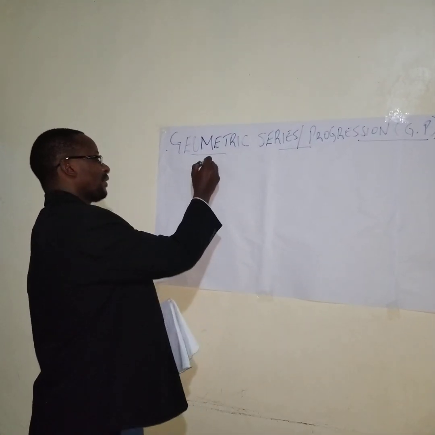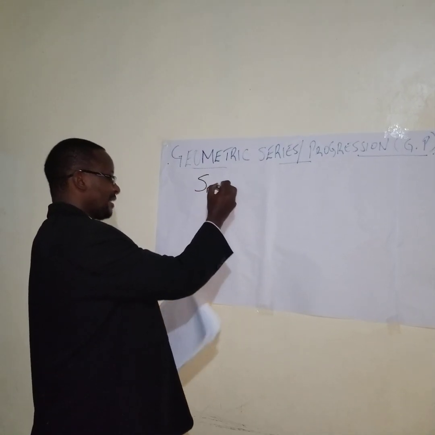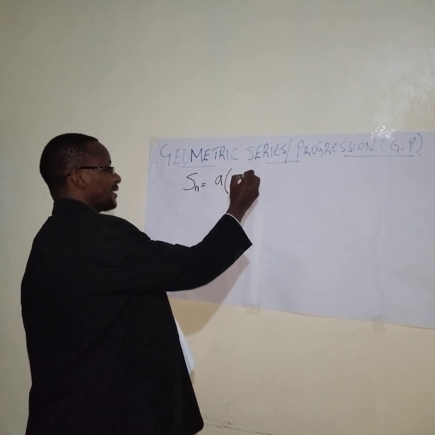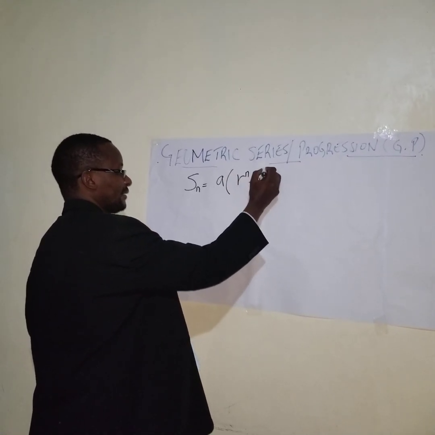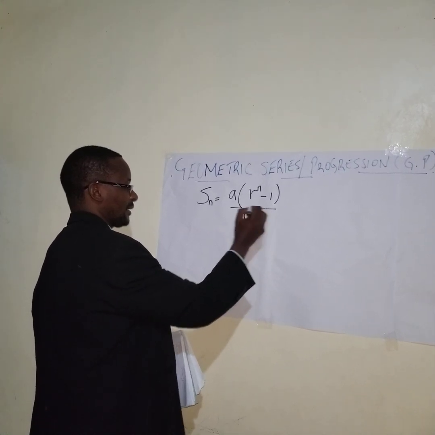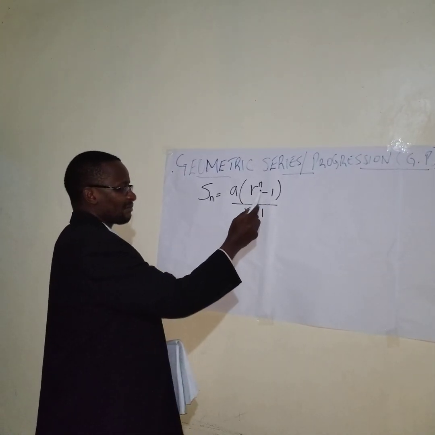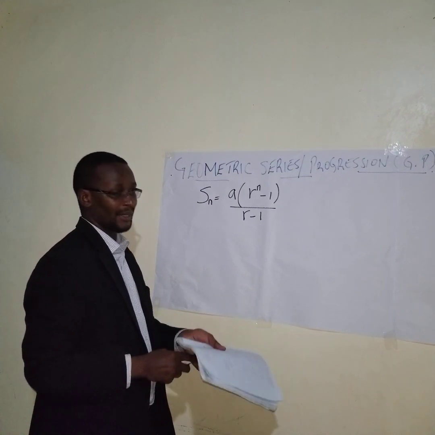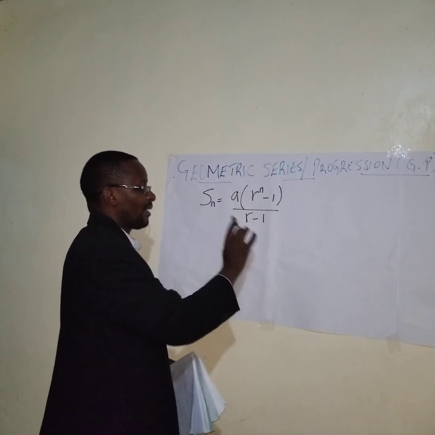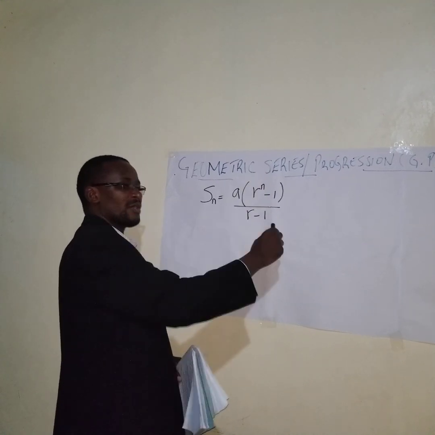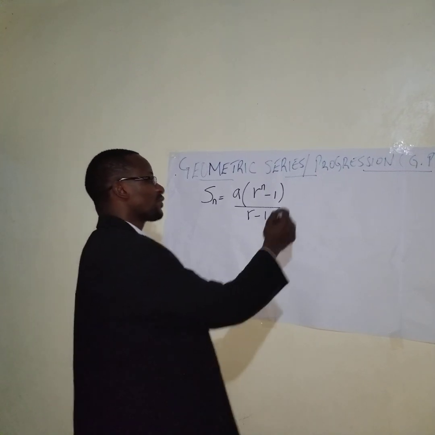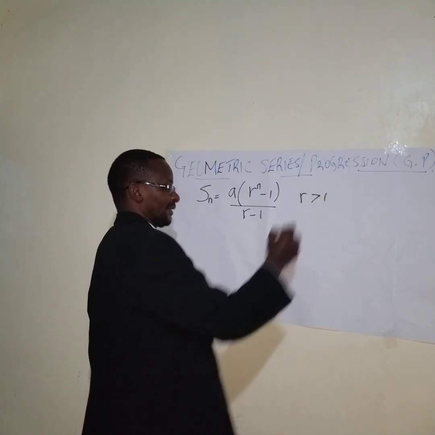So the sum of n terms is given by a, r raised to power n, then you subtract 1, then r minus 1. Remember, this minus 1 is not in the power. So r is just power n. Minus 1 is not in the power. When you do r to the power n, the answer you get from the calculator, then you subtract 1. This formula is used when r is greater than 1.